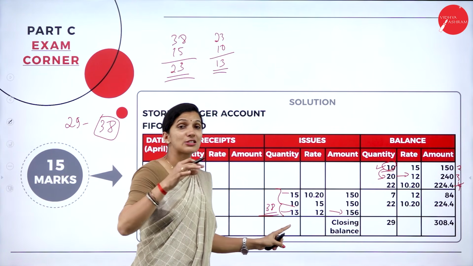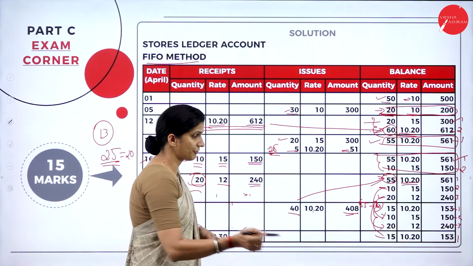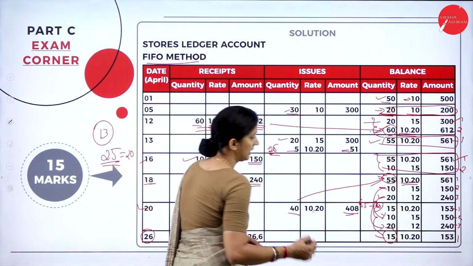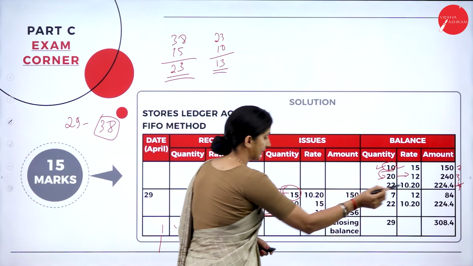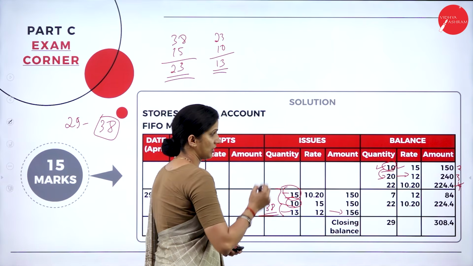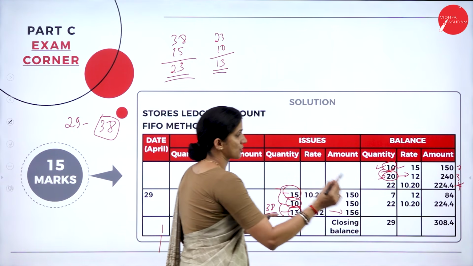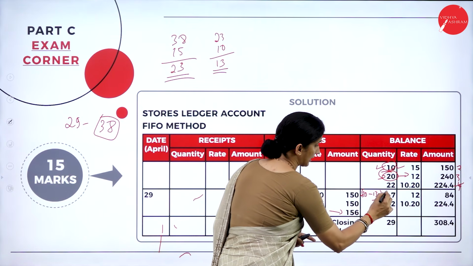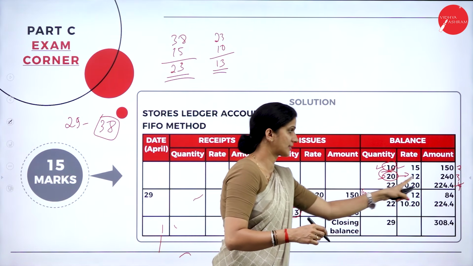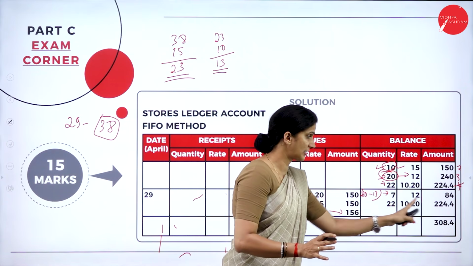So now after these 38 units are issued, what is the remaining balance? In the first lot, you had 15. Those 15 units we have issued here. From the second lot, you had 10. Those units are issued here. And from the remaining 20, we have issued 13. So 20 minus 13, we have remaining 7. So that is the first lot. And this 22, no changes in that. You will write as it is.